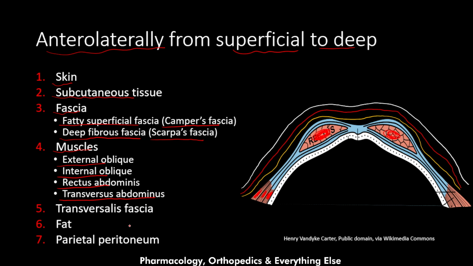Now after the muscles, we have the transversalis fascia, which is right here in the white color. This is the transversalis fascia. And deep to the fascia, we have the fat, which I will draw in the blue color. So the fat comes here. And the deepest layer is the parietal peritoneum, which comes as the last layer.